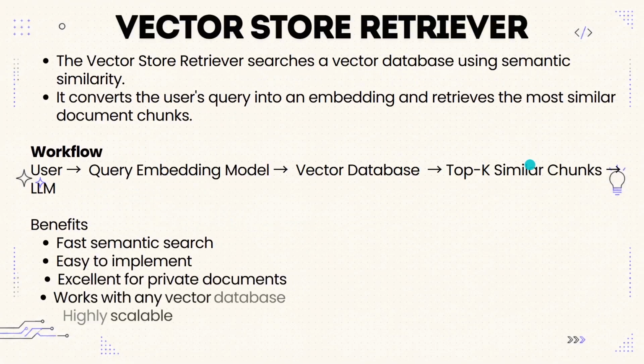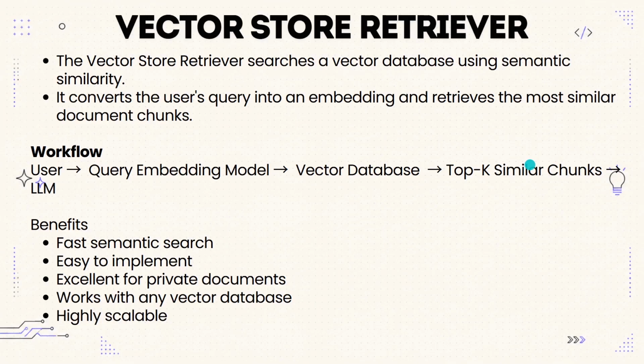Now let's understand what a vector store retriever is. This is the most commonly used retriever in almost every RAG application. After the documents are split into chunks and converted into embeddings, they are stored in a vector database. Now imagine a user asks, what is the company's work from home policy? The user's question is also converted into an embedding, and the retriever compares the question embedding with all the stored document embeddings, finds the most similar chunks, and returns only those important chunks to the LLM. So for example, suppose your vector database consists of around 20k chunks.